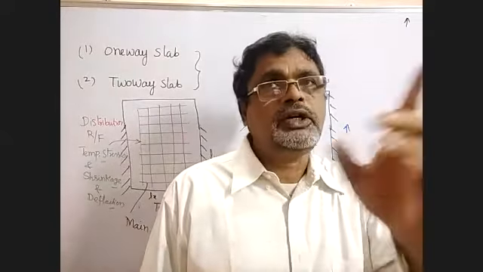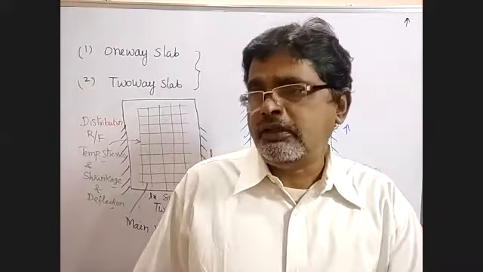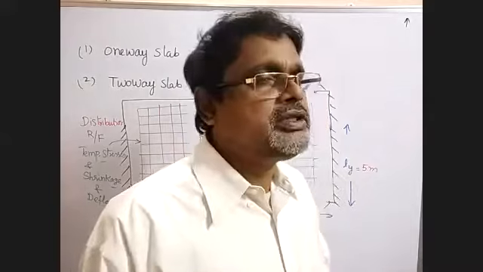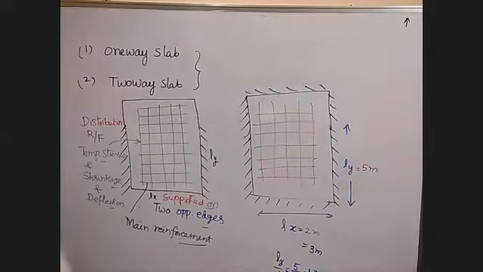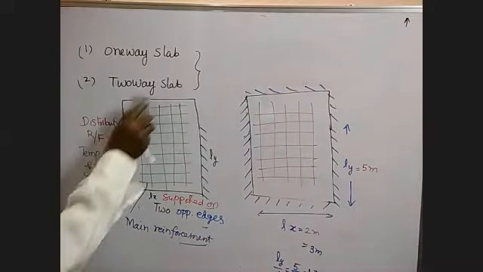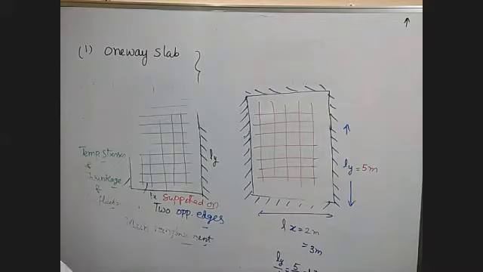So that means 4 edges are supported. Suppose if 2 edges are supported, then don't think that it is a two-way slab, it is also a one-way slab. Now coming to the effective span for the design of the slab, maybe a one-way or two-way.